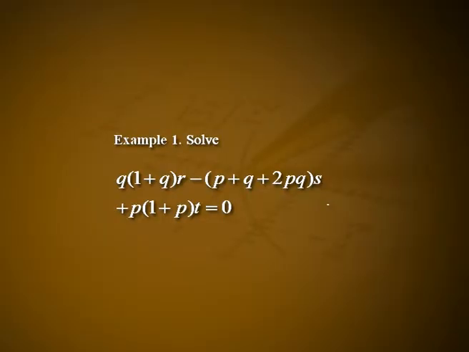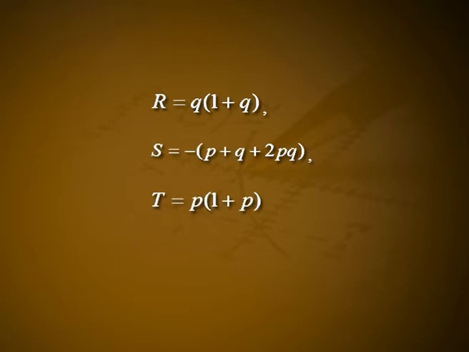Example 1. Solve q into (1 plus q) r minus (p plus q plus 2pq) s plus p into (1 plus p) t is equal to 0. Solution. Comparing it with the standard form, we get capital R is equal to q into (1 plus q), capital S is equal to minus of (p plus q plus 2pq), capital T is equal to p into (1 plus p) and capital V is equal to 0.